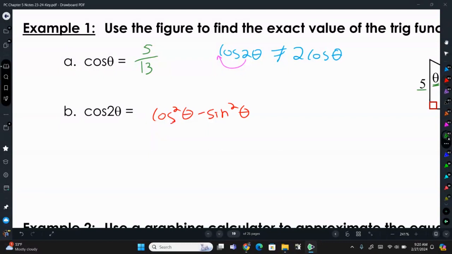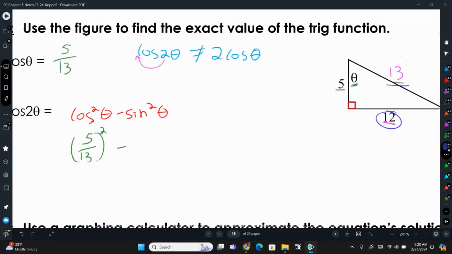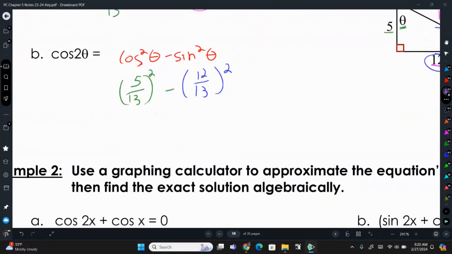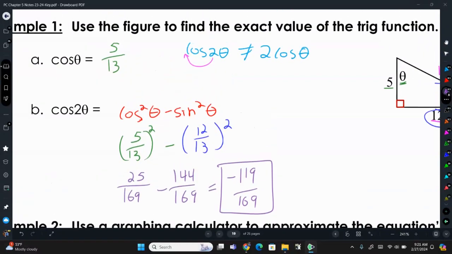Well, cosine we already know is 5 over 13 squared minus sine, which is our opposite over hypotenuse, so 12 over 13 squared. So then we get 25 over 169 minus 144 over 169, which equals negative 119 over 169. So cosine of 2 theta wasn't anywhere close to what the cosine of 1 theta was.